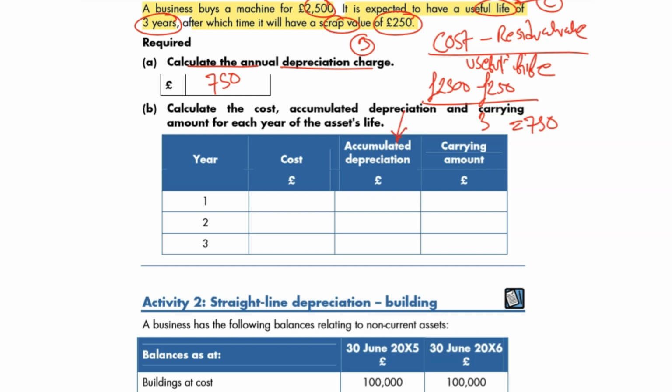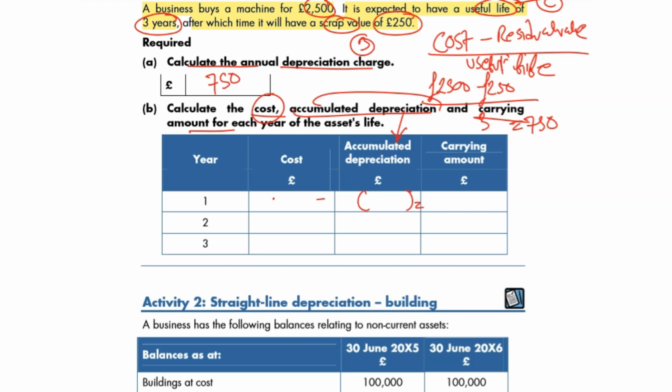Accumulated depreciation. What is the fundamental idea of accumulated depreciation? These are depreciation amounts kept from year after year, like last year's, the year before, all depreciation added up together, including this year's depreciation, which gives you accumulated or provision for depreciation. So what they're asking is to calculate the cost, number one, accumulated depreciation, number two, and carrying amount for each year. Cost minus accumulated depreciation equals net book value or carrying amount.